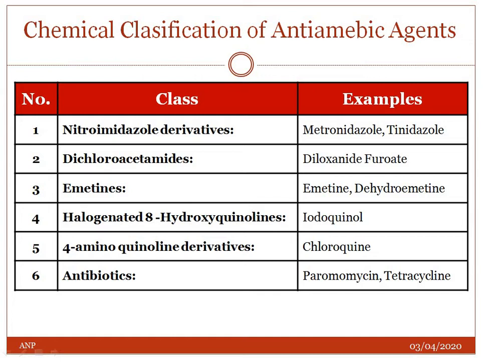The third class, emetines, for example emetine and dehydroemetine. The fourth class, halogenated 8-hydroxyquinolines, for example iodoquinol. The fifth class, 4-aminoquinoline derivatives, for example chloroquine. And the last class, antibiotics, for example paromomycin and tetracycline.